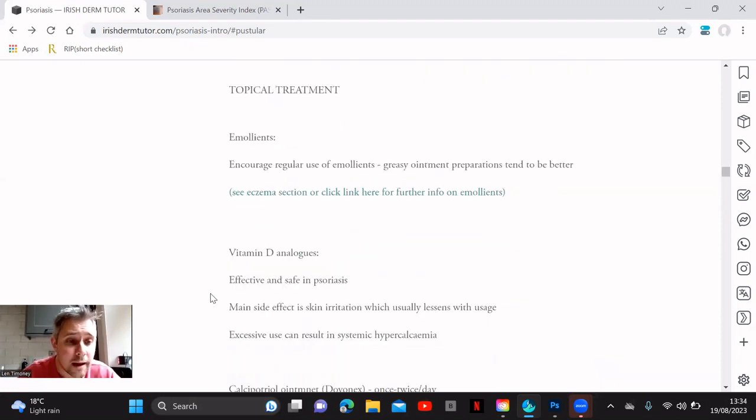So I'll take a little break from talking about psoriasis, and we'll move on to treatments very soon.